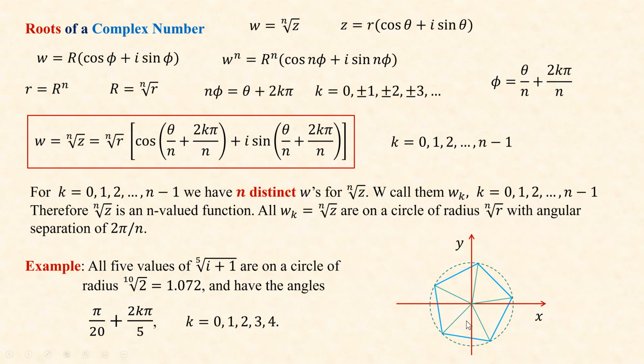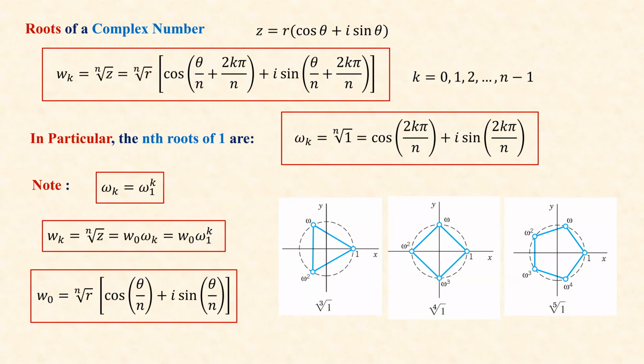You get all of these. You generate all 5 of them. All right. This is what this slide is telling you, basically. You see, w_k is equal to w naught times omega 1 to the power k.